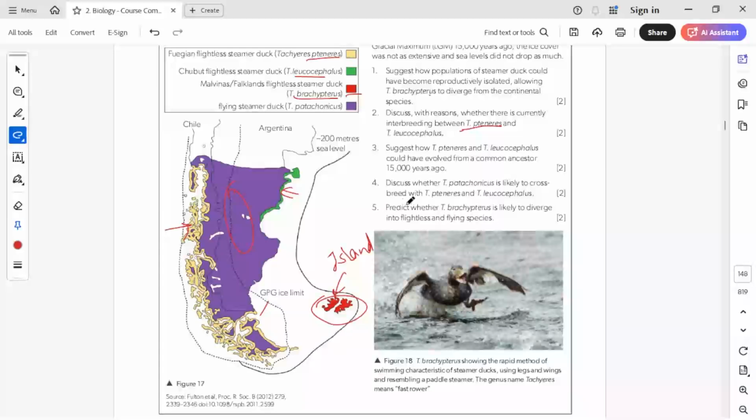Discuss whether T. patagonicus, the purple one, is likely to crossbreed with P. narborough and P. leucocephalus. Definitely it is available everywhere. It is present on the coastal areas, it is present on the inland area. So definitely it can crossbreed with this one and this one as well. Okay, so they might interbreed, but because they are different species and there will be a barrier present in between them, there are certain chances that they might not be able to interbreed.